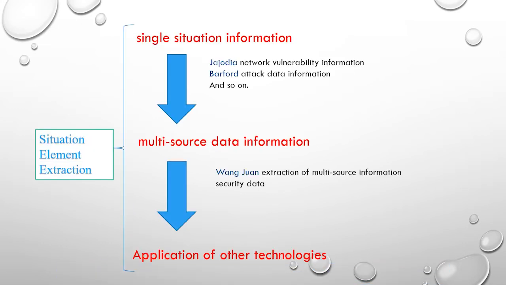Situational element extraction is the foundation of an SSA, and it is divided into three stages. In the first stage, researchers tend to collect, analyze, and study a specific network element, and only obtain single situation information, which cannot provide comprehensive information for analyzing the overall situation, and cannot adapt to the complex and changeable network environment. In the second stage, researchers tend to obtain more and more complex data information. In recent years, everyone will integrate many different technologies into the situational element extraction analysis.